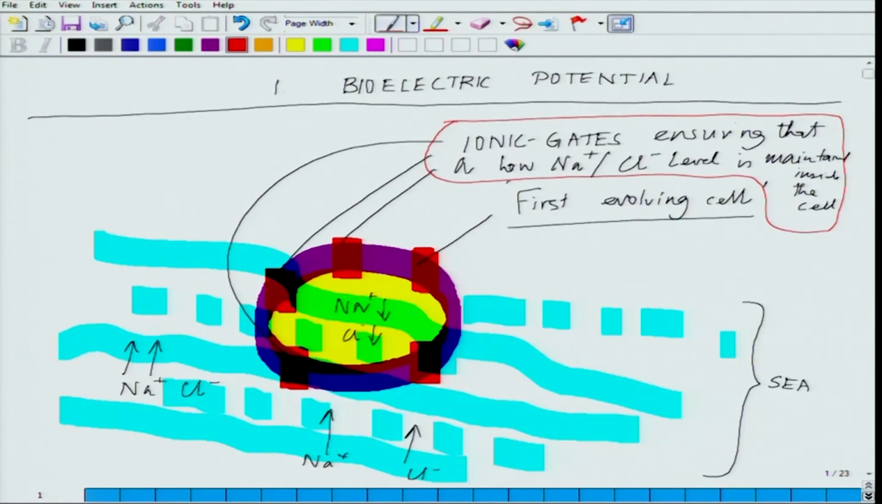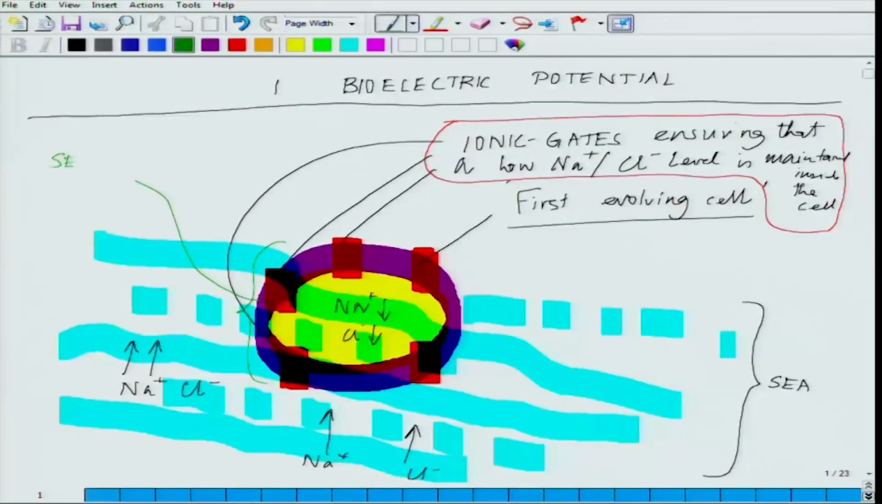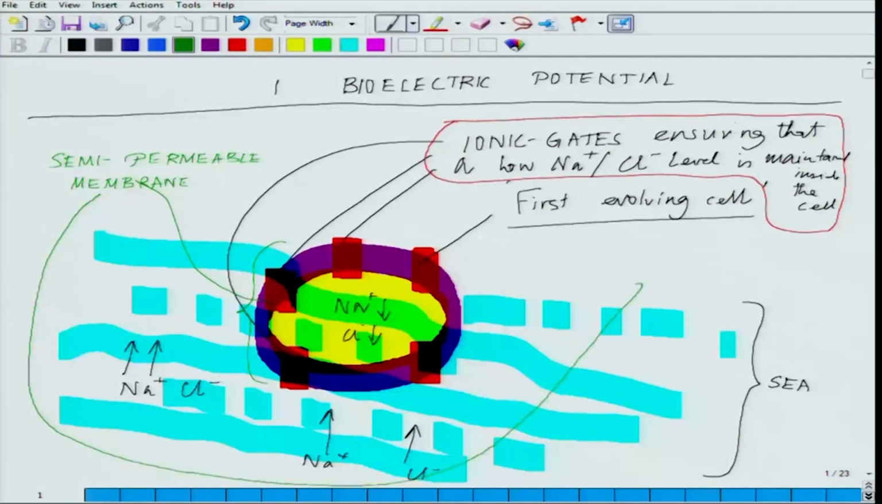If somewhere you have these ionic gates which ensure that the sodium and chloride inside are maintained at a lower concentration compared to the sodium and chloride outside in the system, then we are talking about generating the first bioelectric potential. There is a technical term for these kinds of membranes. These are called semi-permeable membranes, and they are asymmetric in nature. This is the first thing they have.